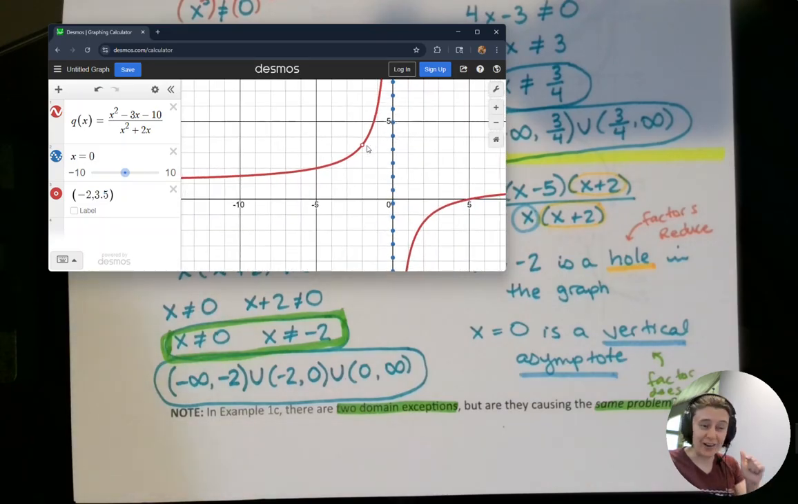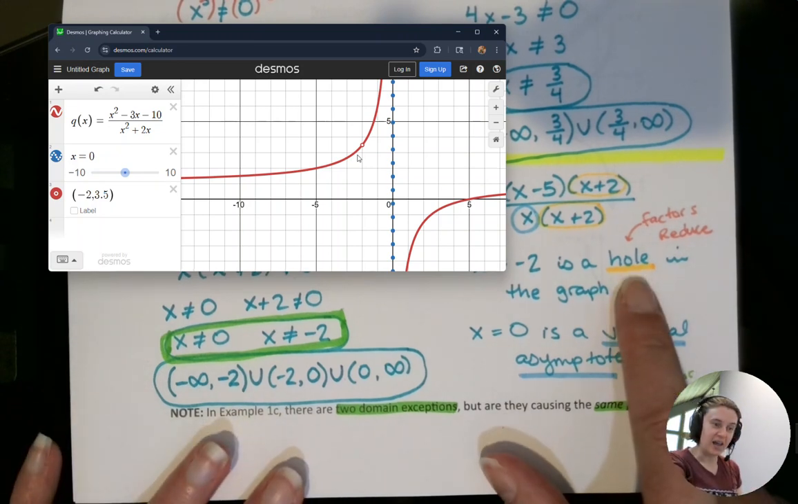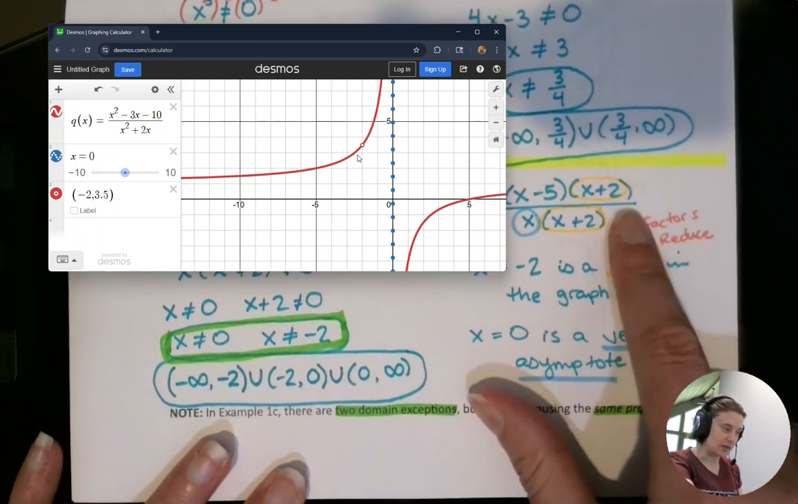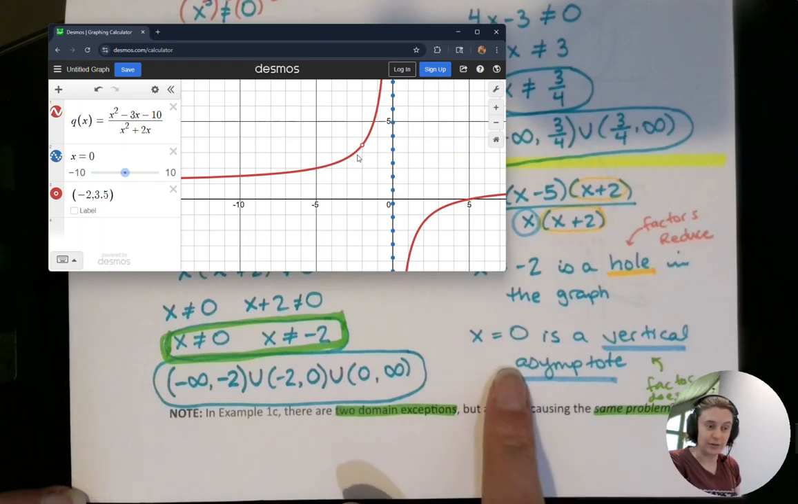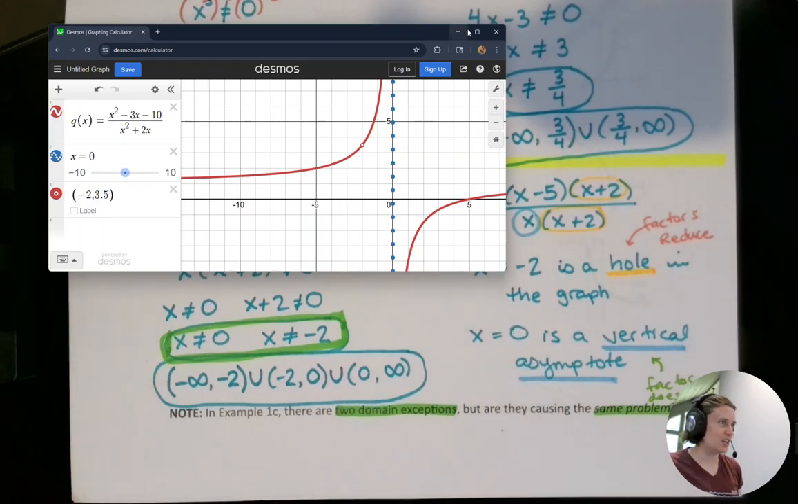Finding out where that hole is supposed to be, finding the output value for that hole, is a topic that you'll look at a little bit further into Calc 1. We're just talking right now about the existence of that hole based on having a factor that does not reduce. It's not in the domain, but the behavior at that value is different than the behavior at 0, which is also not in the domain. Interesting.